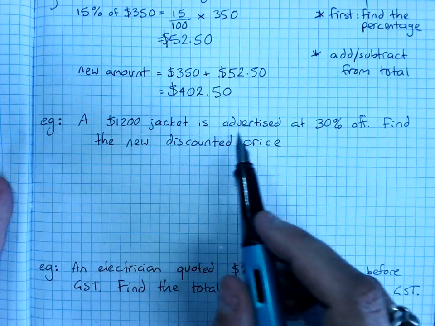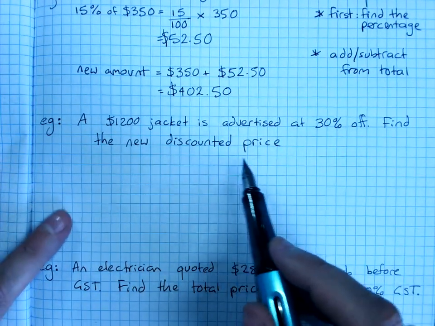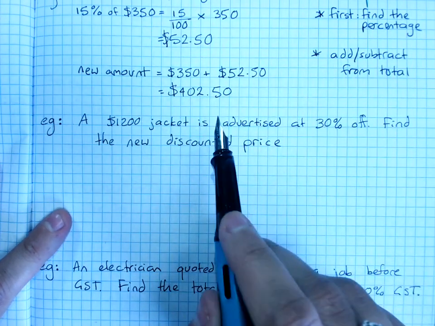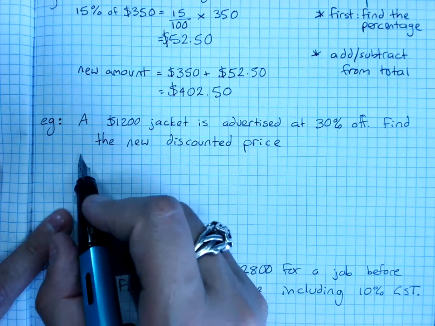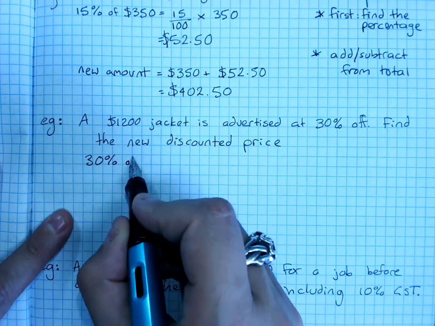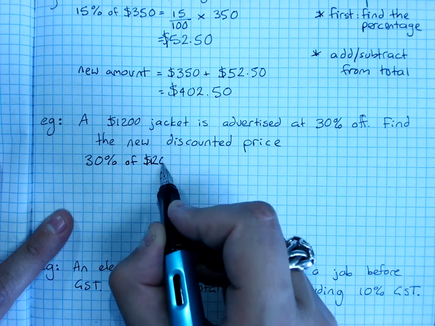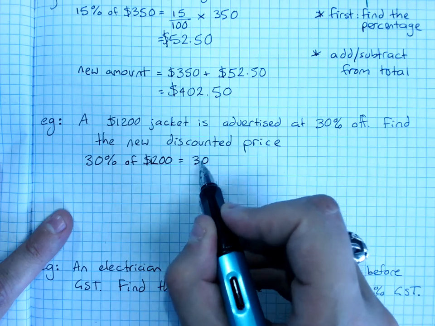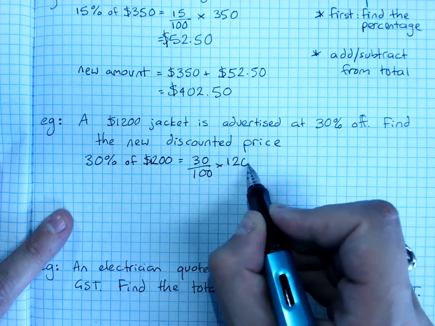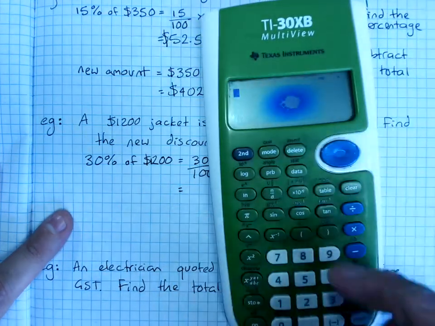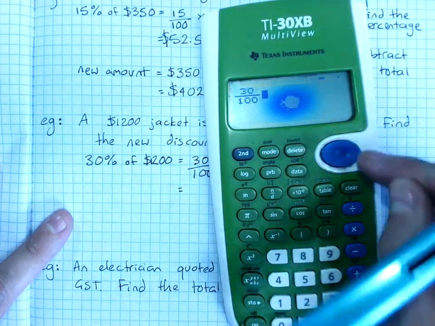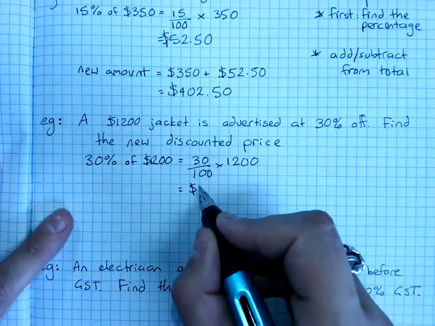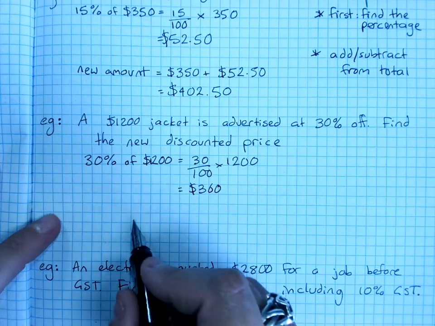A $1,200 jacket is advertised at 30% off. Find the new discounted price. So we'll find 30% of the total, and then because it's discounted, we'll take it away. So we write 30% of $1,200. Make sure you've got your 1 in there. That's 30 over 100 times 1,200. $360. So our discount that they took off is $360.